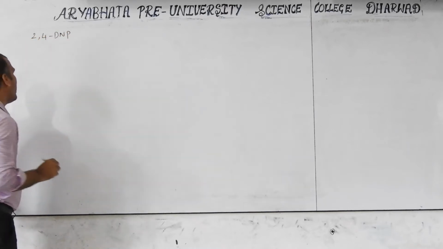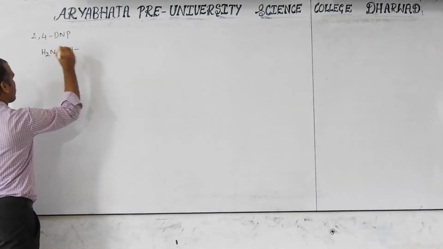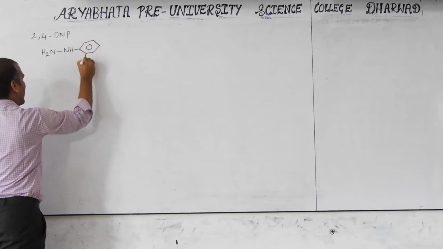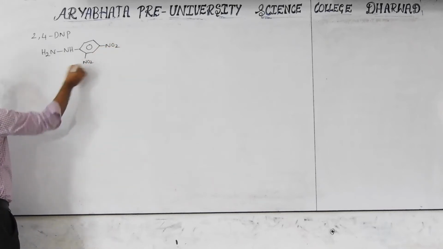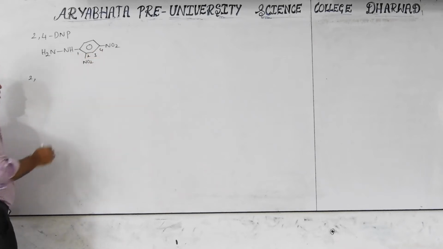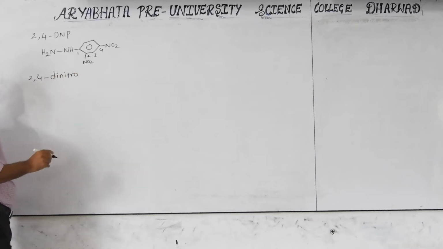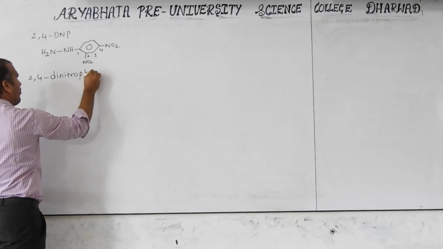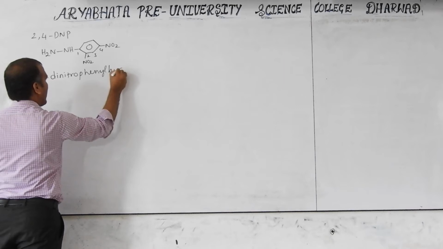What is the 2,4-DNP formula? That is NH2NH benzene. On this second position there is NO2, and on the fourth position NO2. Counting, this is 1, this is 2, this is 3, this is 4, so the fourth position also has NO2. Therefore it is called 2,4-dinitro. This is the phenyl group, and this is the hydrazine part.